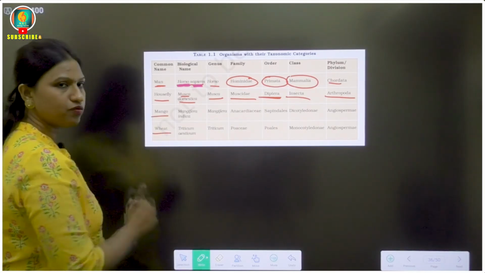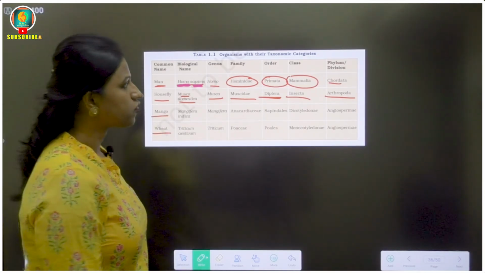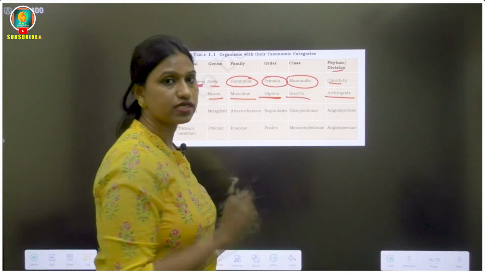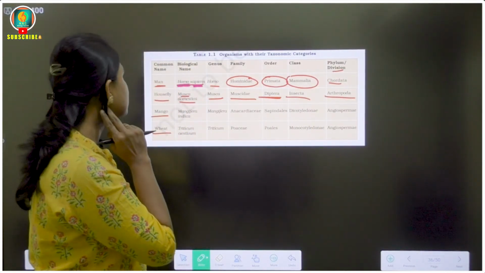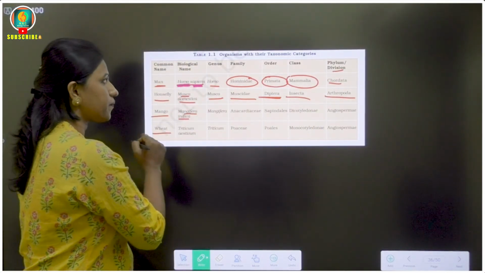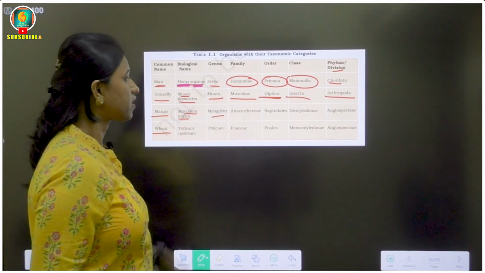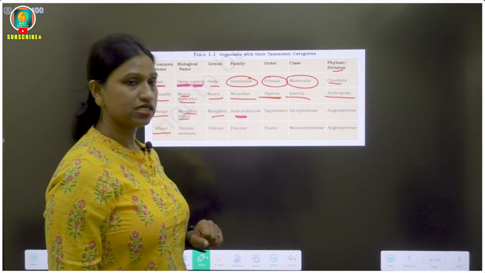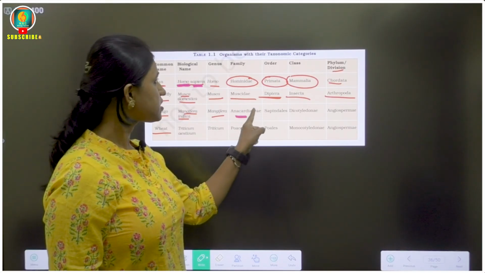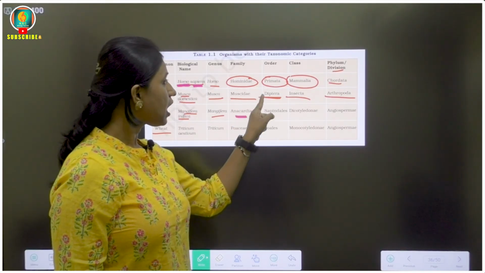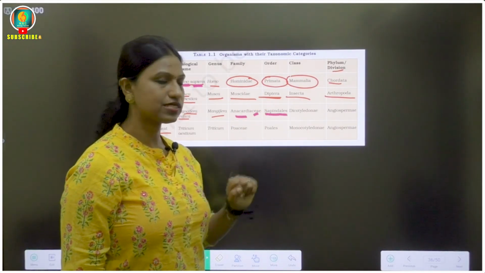And mango and wheat, both are plants only, no. Therefore, we have to consider it as a division only. Now, what is the scientific name? Mangifera indica. Genus is Mangifera. It belongs to family Anacardiaceae. Okay. So see, family always ends with AE. And here the order Sapindales.